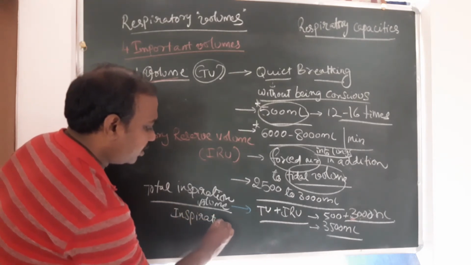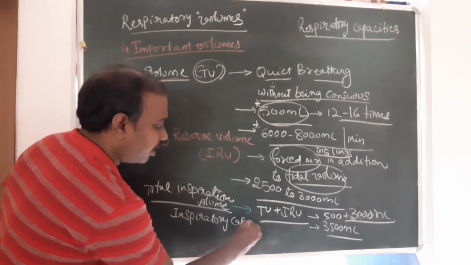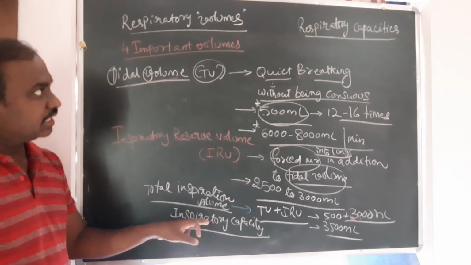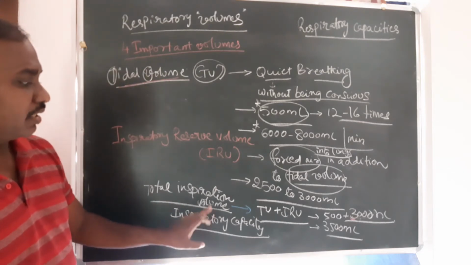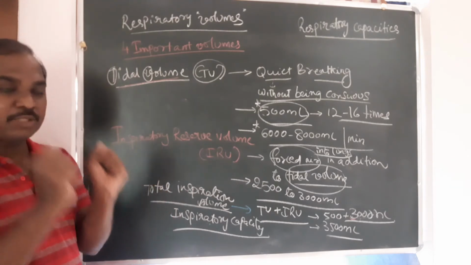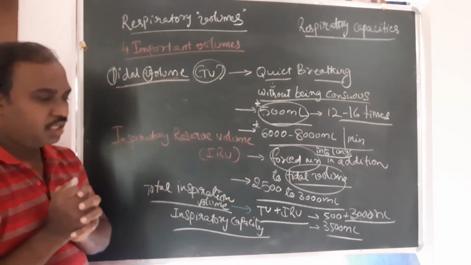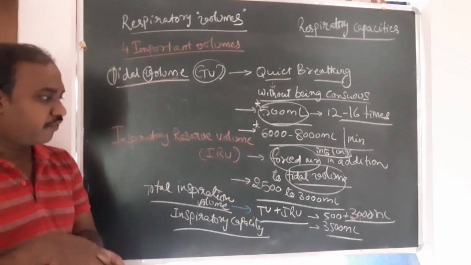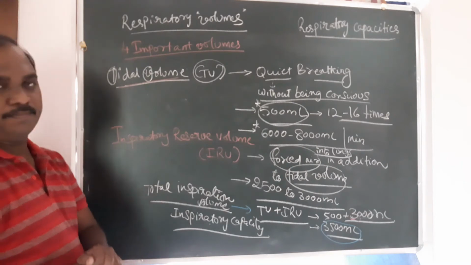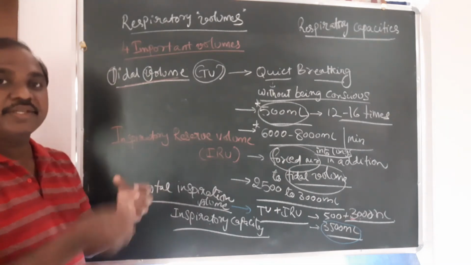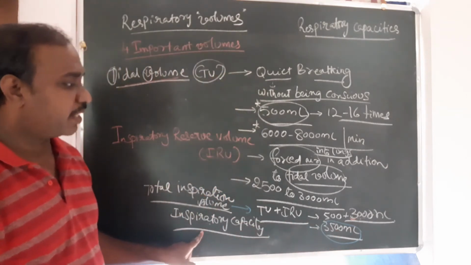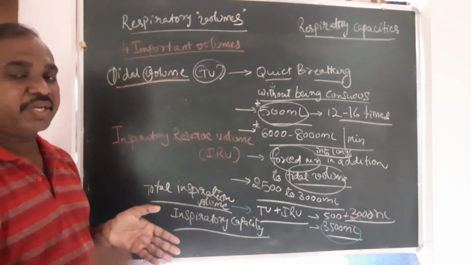We're going to come back to this again for now. So the total inspiratory value can also be called inspiratory capacity. That means what is the total capacity? What is the total inspiratory capacity of the lungs? That is 3500 ml. How much of the air in total the lungs can accommodate is 3500 ml. That is inspiratory capacity, that is total inspiratory value.